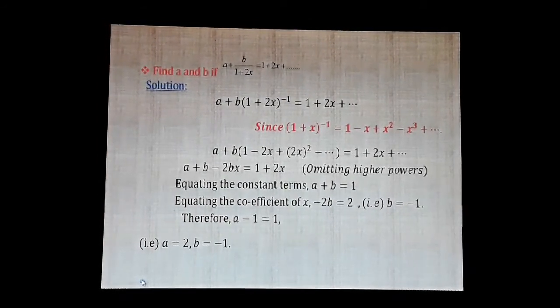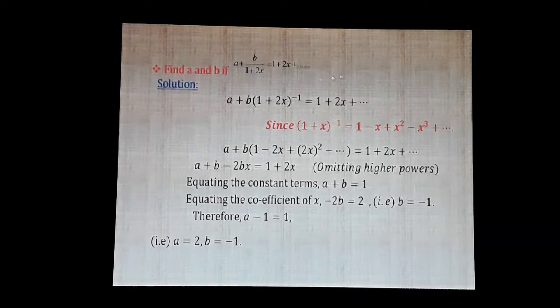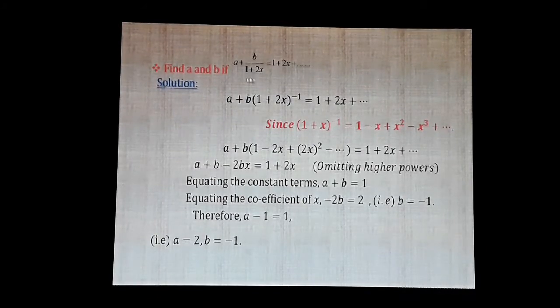So here one equation is given. We are going to find the values of the unknowns a and b. So take the given equation as it is: (a + b)/(1 + 2x) = 1 + 2x + etc. Next, take the denominator term 1 + 2x to the numerator, that is (a + b)(1 + 2x) to the power minus 1 = 1 + 2x + etc.